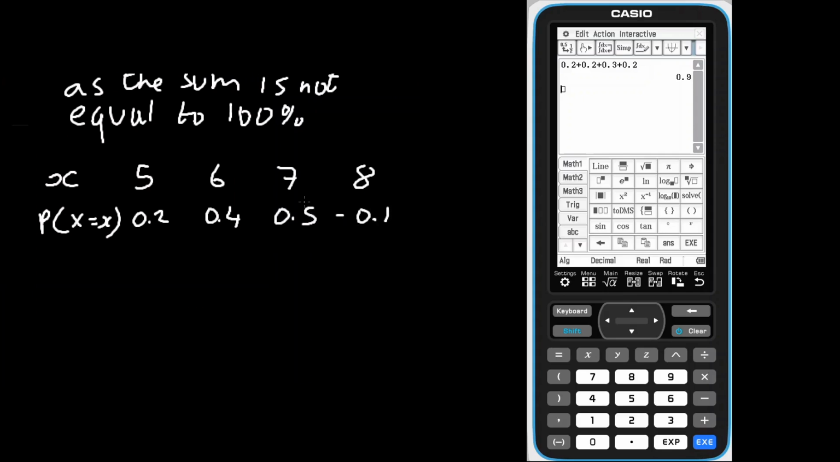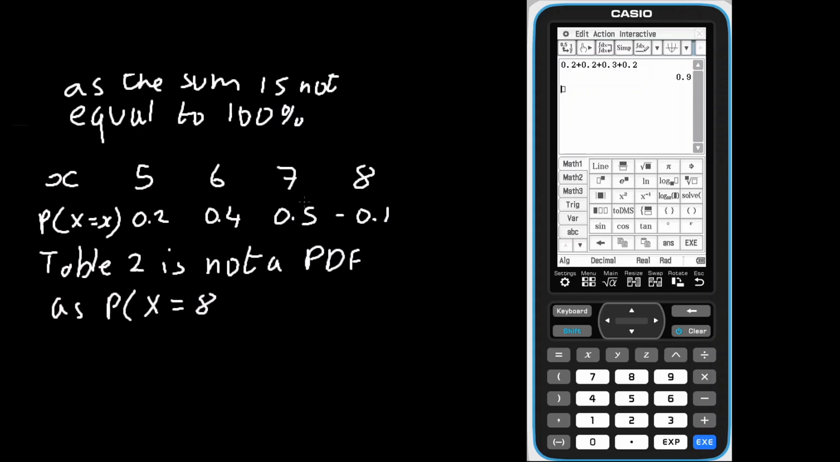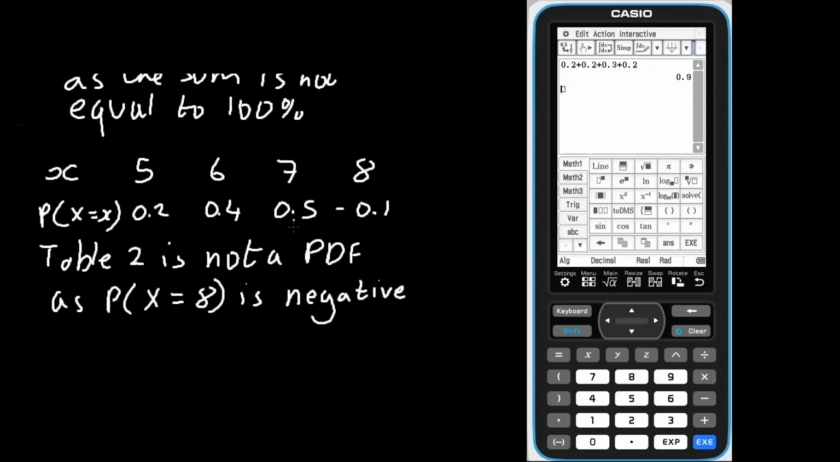Hey, here's another rule. You just can't have a negative probability. What does that even mean? What does it mean you've got a negative 30% chance of winning the lotto? That doesn't make any sense. So you can say table 2 is not a PDF as the probability of x equal to 8 is negative. And that is not allowed. Cool, let's go on to the third table.